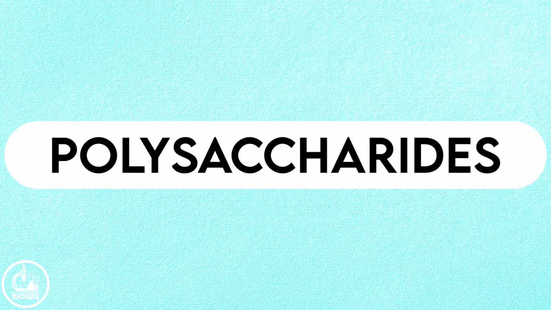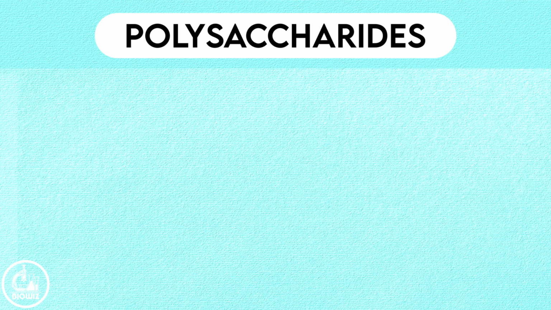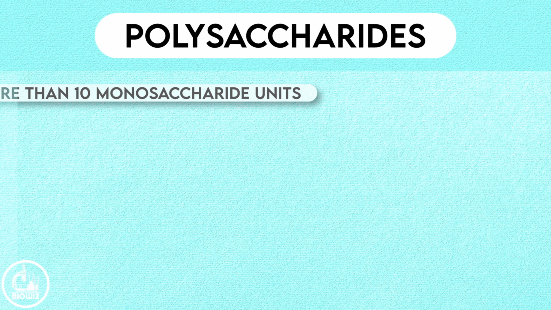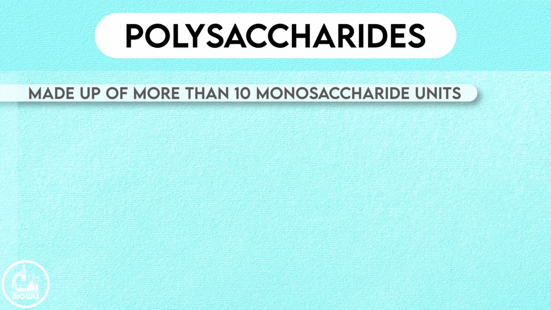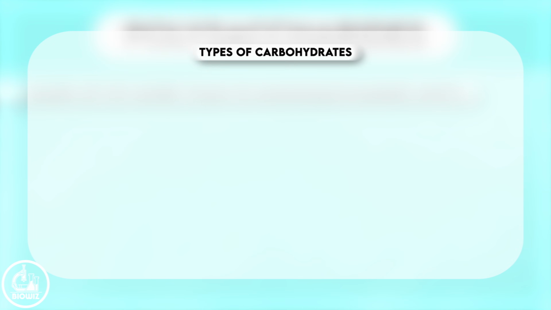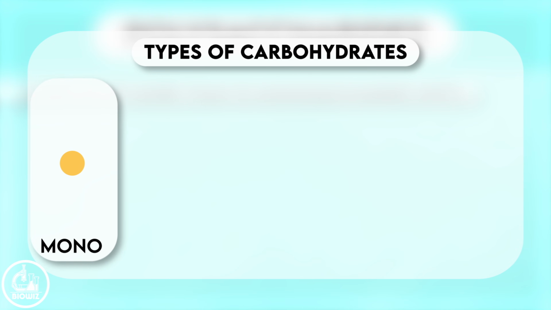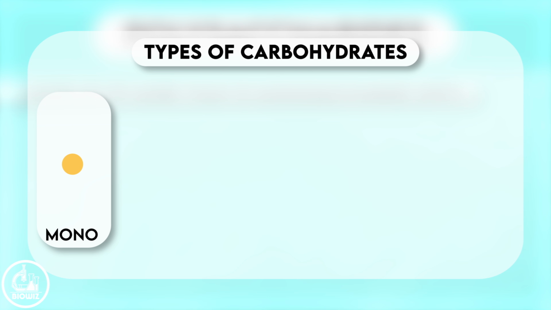In this video, you'll learn about the different types of polysaccharides. Carbohydrates are classified into 4 types depending on the number of units present in it. The simplest form of carbohydrate is a monosaccharide. Disaccharides are made up of 2 monosaccharide units.